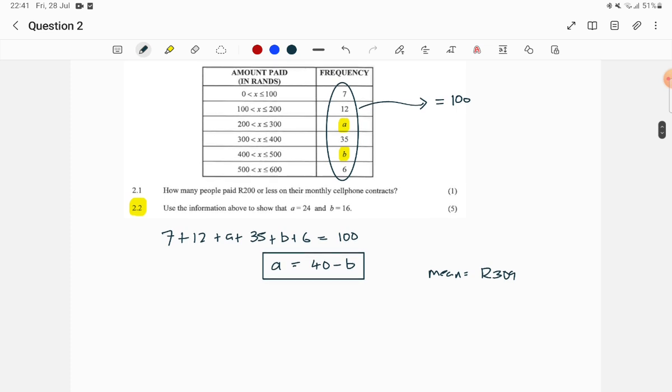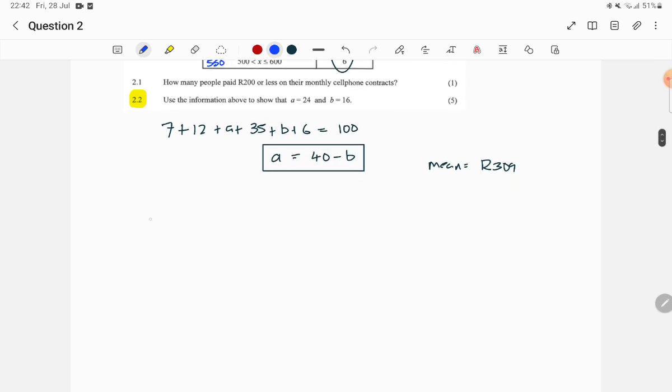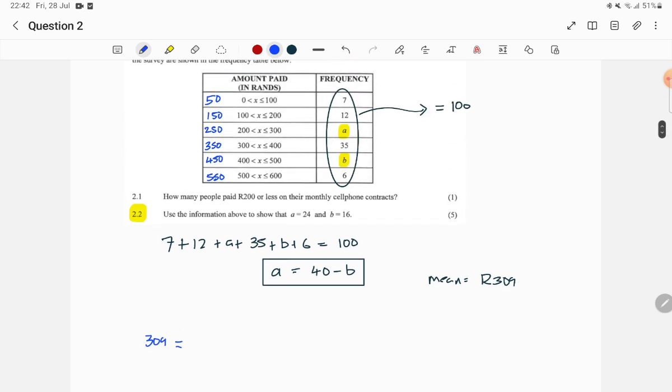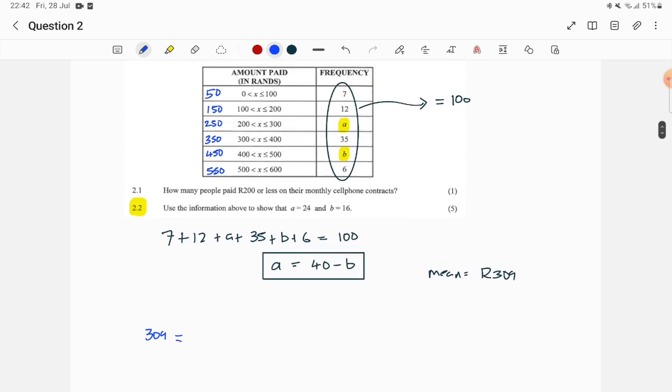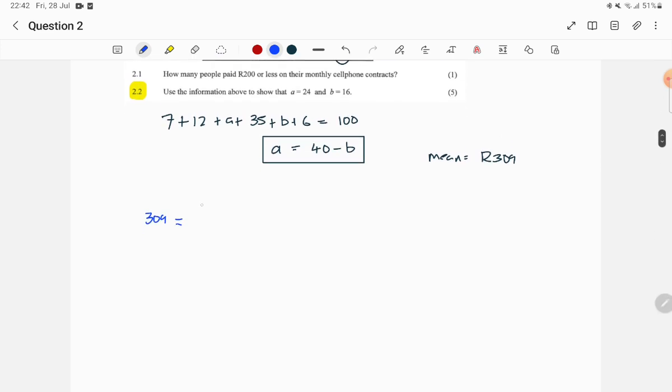If we're working on the mean, we take the midpoint of each row from the amount paid. So this would be 50, 150, 250, 350, 450, and then 550. So the mean: 309 equals, we're getting the midpoint, so that will be 50 times 7. We need to multiply it, since the frequency is essentially the number.